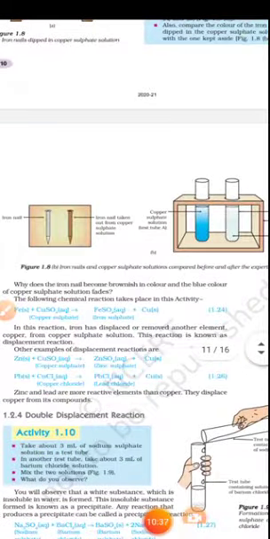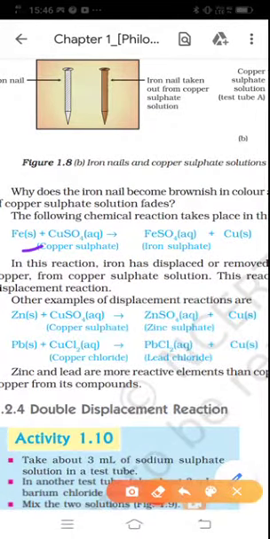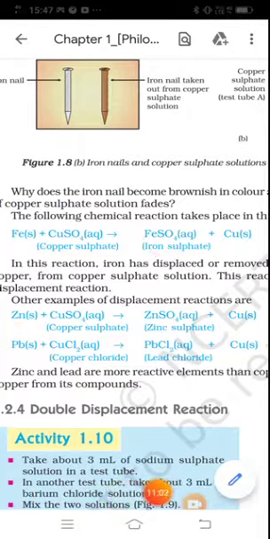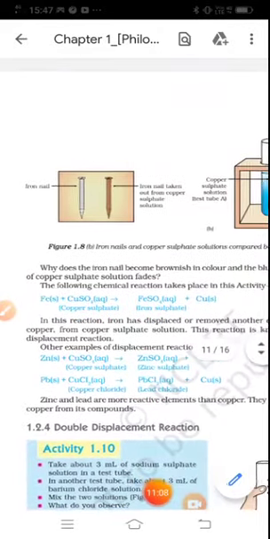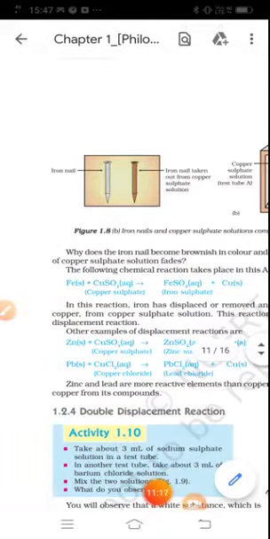Why does the iron nail become brownish in color and the blue color of copper sulfate solution fade? Now you have to learn here. Iron is in solid state, and CuSO4 is aqueous. Now you will find FeSO4, iron sulfate, and Cu, copper, in solid state. In this reaction, iron has displaced the element copper from copper sulfate solution. This reaction is known as a displacement reaction.